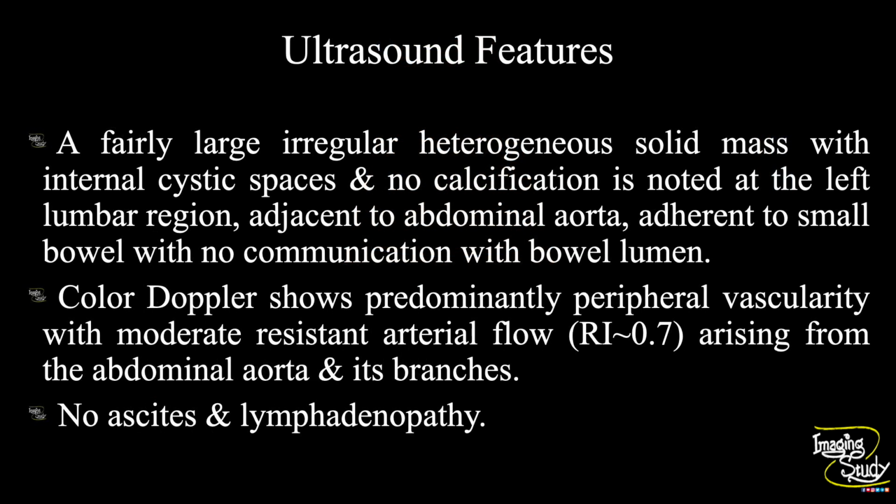So, in summary, a fairly large, well-defined irregular heterogeneous solid mass with internal cystic spaces and no calcification is noted at the left lumbar region adjacent to the abdominal aorta and adherent to adjacent small bowel. There was no communication with the bowel lumen. Color Doppler shows predominantly peripheral vascularity with moderate resistant arterial flow arising from the abdominal aorta and its branches. Average resistive index was 0.7. No adjacent ascites or lymphadenopathy was seen. So this was a case of gastrointestinal stromal tumor.